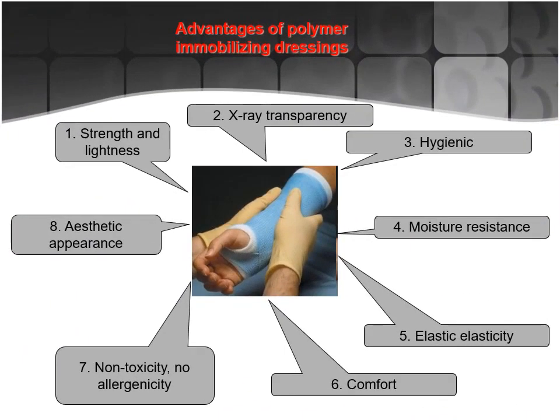Well, on this slide, pay attention, the advantages of polymer dressings are presented. Starting with strength, they are really much lighter and stronger than plaster casts. They are more X-ray transparent, not fully of course, but it is much easier to see the fracture lines on them, to see the stages of fusion and consolidation. They are more hygienic, moisture resistant, and elastic. This is probably their most important quality. With all the desire, it is more comfortable.